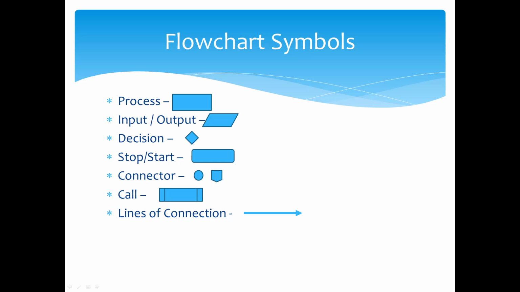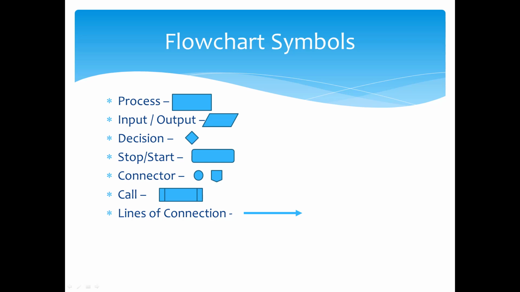But what happens if you have to compare two memory addresses? So in other words, is x less than 5? Well, that would take you to a decision. And the decision, as you can see up there, is a diamond. Then you have stop, start. This is pretty self-explanatory. Every program has to stop somewhere, and everyone has to start somewhere.